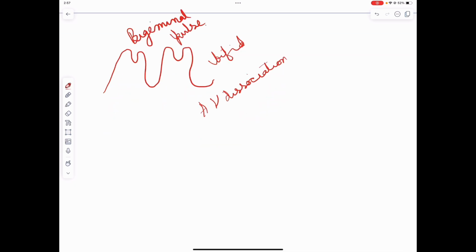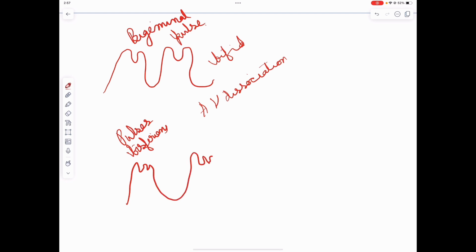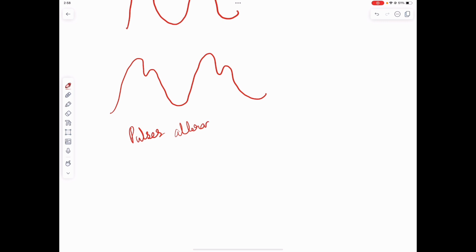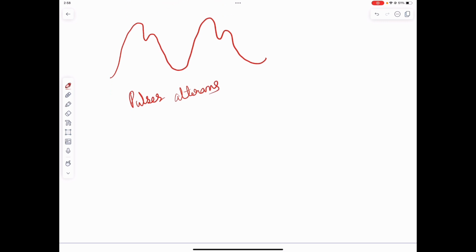Now what is pulsus bisferiens? It is an outflow tract problem. What happens is that there are a number of peaks, and then again a number of peaks. Why? Because there is obstruction. Now this is pulsus alternans, that is, there is continuous change in the impulses.